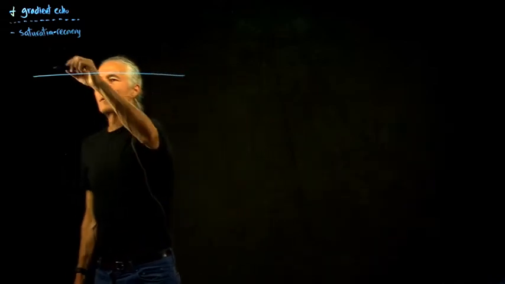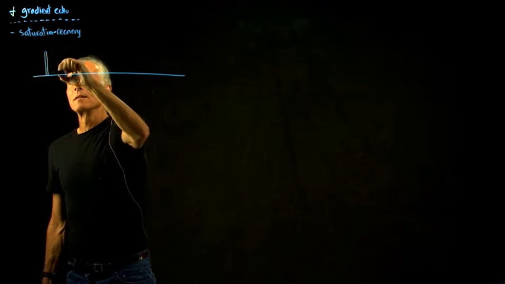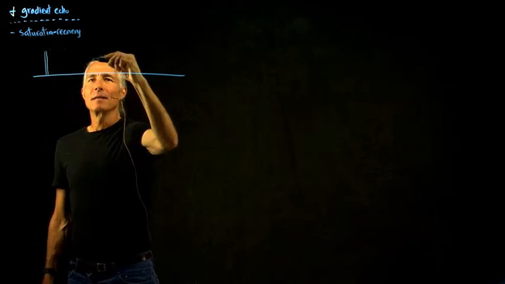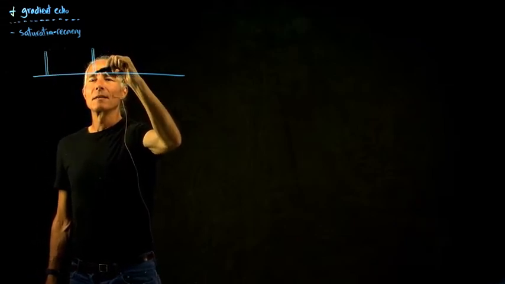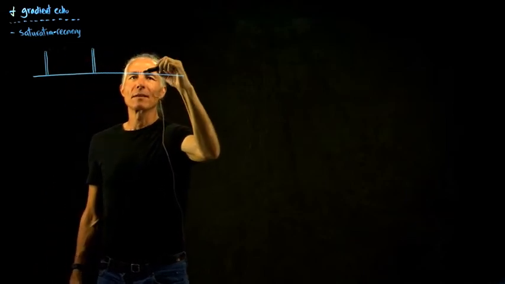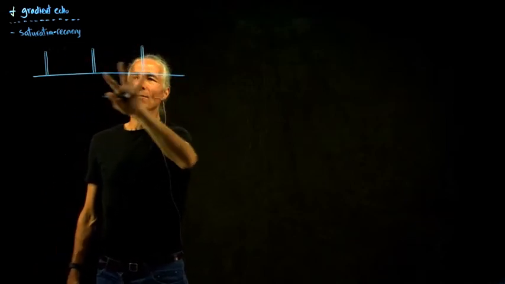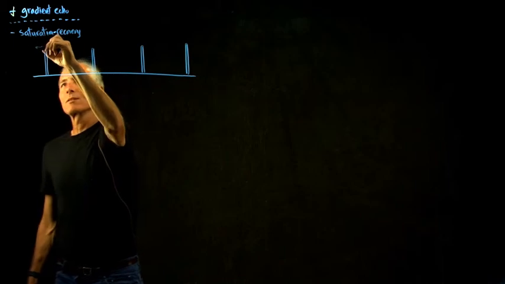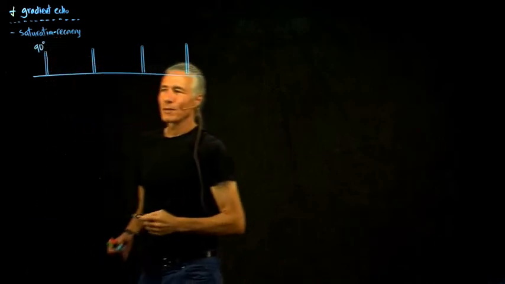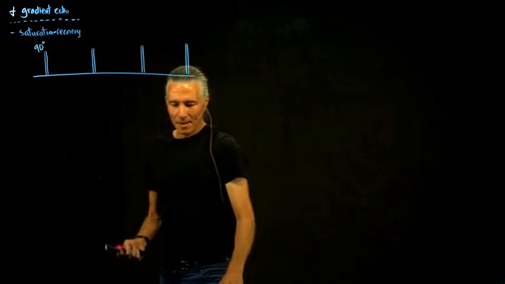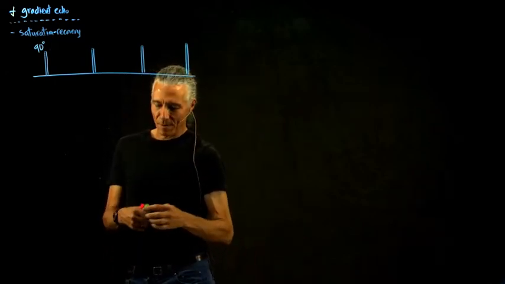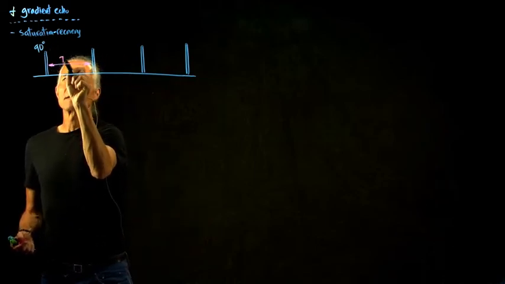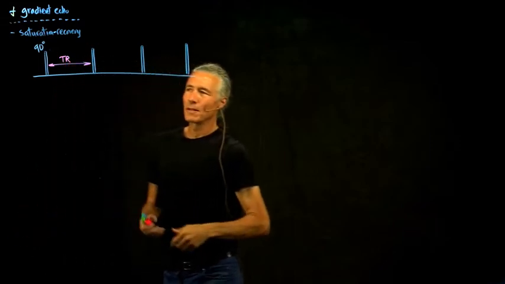So we do an RF pulse, and then we just wait a certain amount of time. We wait that amount of time, and then do it again, and then wait that amount of time and do it again, and so on. Let's just say, for simplicity, we do a 90-degree pulse. You'll see why this makes it a little easier. If we do that, then we can define this time as TR, which just means time of repetition.